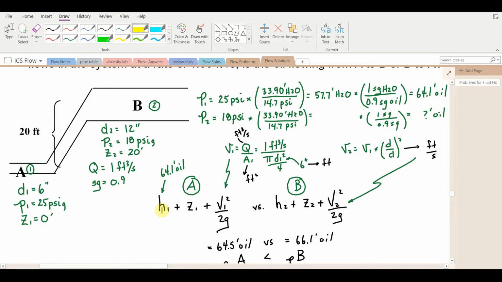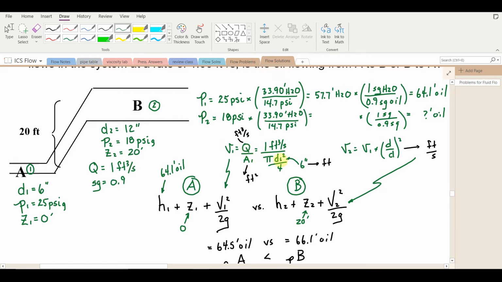So I've written out Bernoulli's equation. I put the left half for point A versus the right half for position B. Now, the elevation at point A we know will be 0 because that's the lower one, and the elevation at point B will be 20 feet because it's 20 feet higher. For the velocities, we're given a flow rate as 1 cubic foot per second, so we could calculate a velocity using the areas from the diameters.